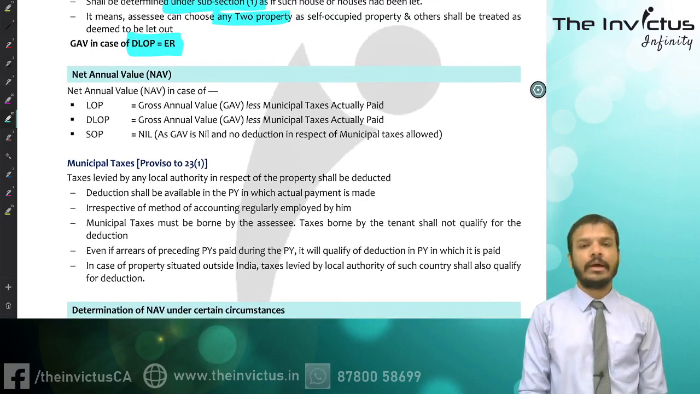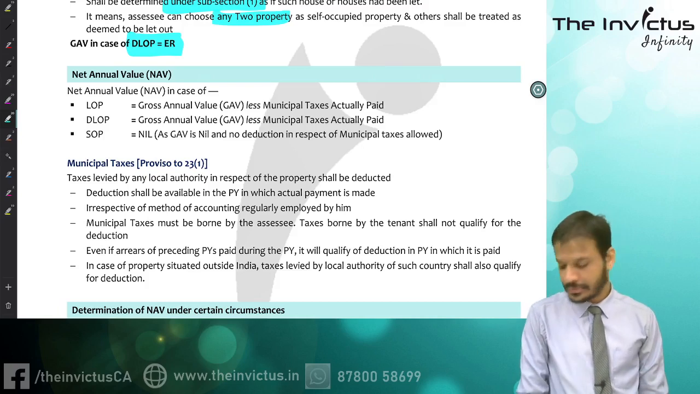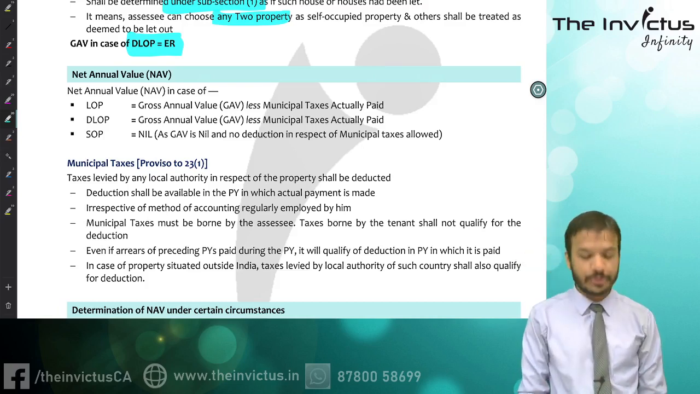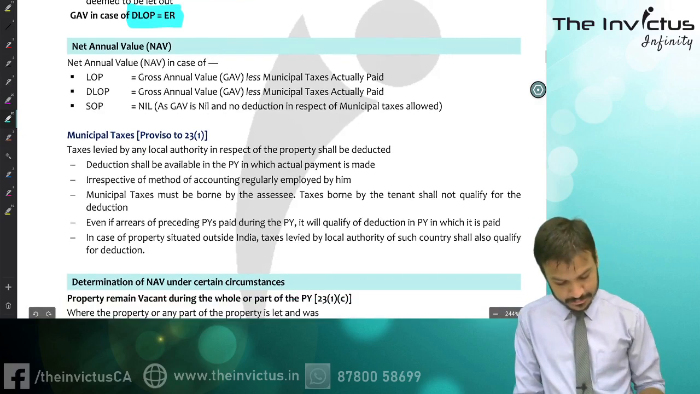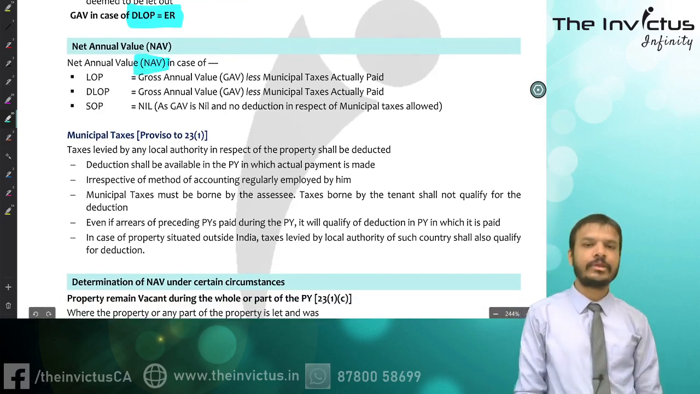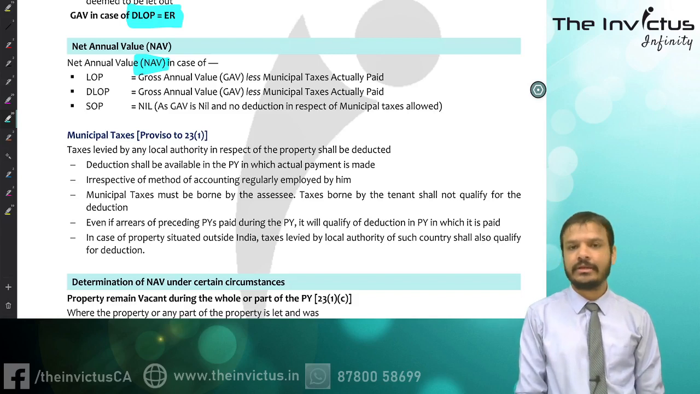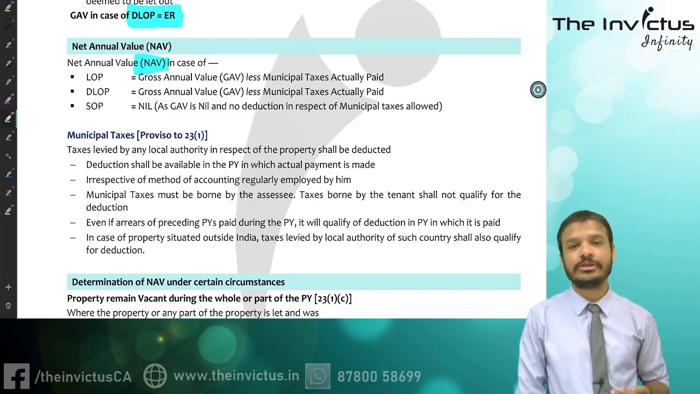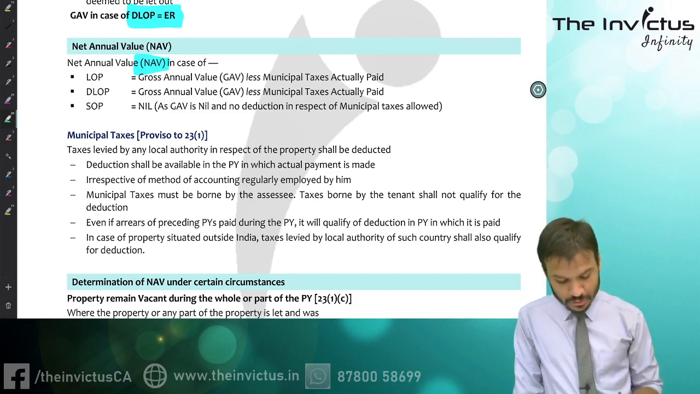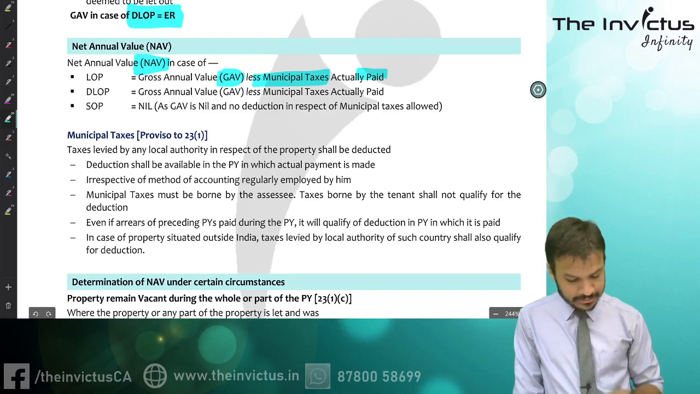Now I have computed gross annual value. Now I need to compute what? Net annual value, NAV. So if I want to compute NAV, then 2 things are required. First is GAV that we already discussed, and second thing is municipal taxes. So GAV less municipal taxes actually paid.